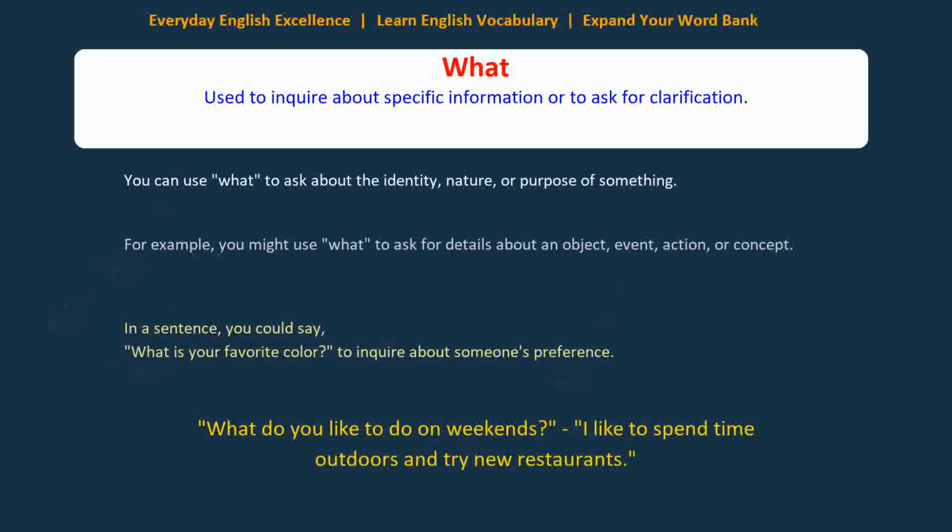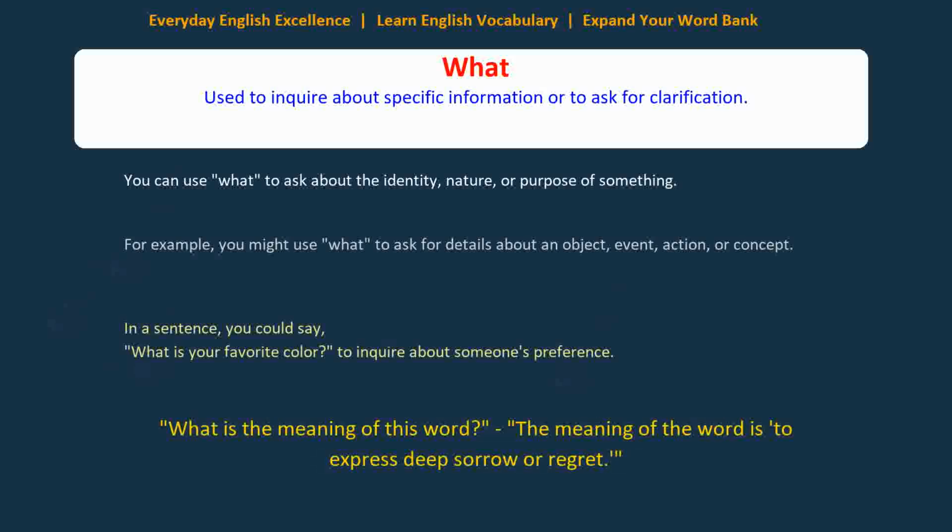What do you like to do on weekends? I like to spend time outdoors and try new restaurants. What is the meaning of this word? The meaning of the word is to express deep sorrow or regret.